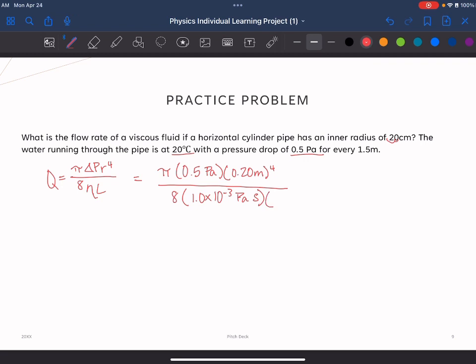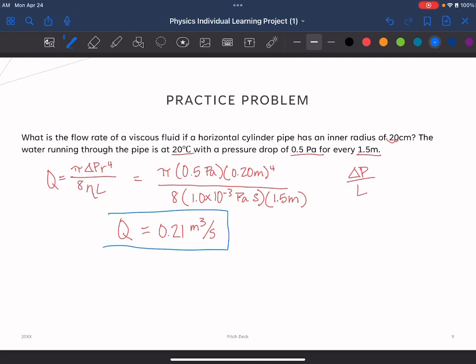And then our length, which is 1.5 meters right here. So the change of pressure over length is our pressure difference. So it'd be how much pressure is changing for that much length. And so I did the calculation here, and I got 0.21 meters cubed per second, which would be our flow rate. So that is our answer for this question.